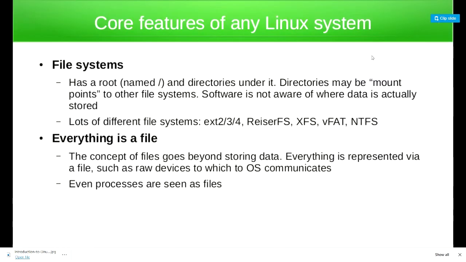Correct? Core features of any Linux system. The file system is very important. It has a root name and directories under it. Directories may be mount points to other file systems. Software is not aware of where data is actually stored. There are lots of different file systems. Examples of this are ext2/3/4, ReiserFS, XFS, Btrfs, and ZFS. Everything is a file.